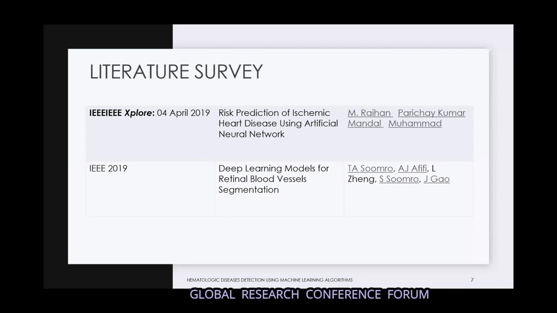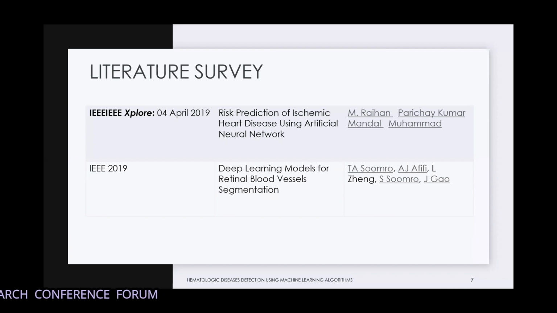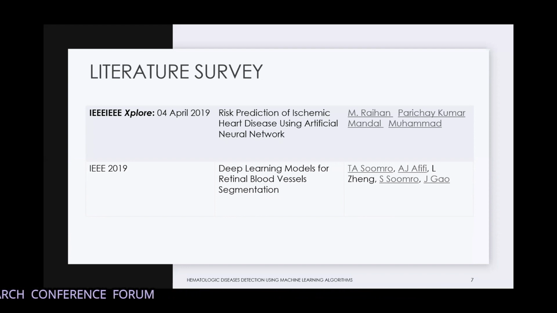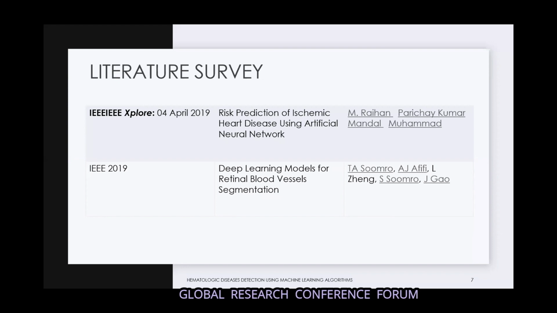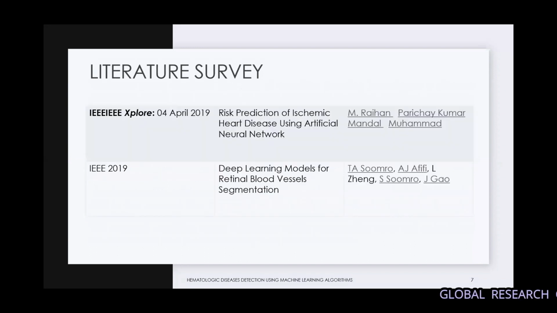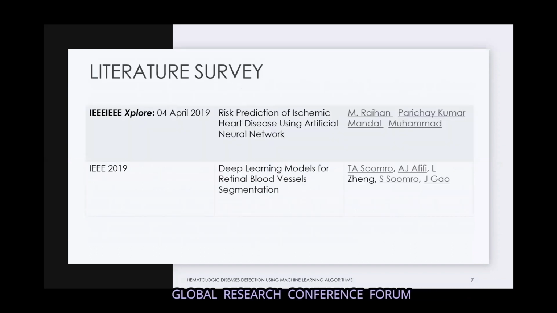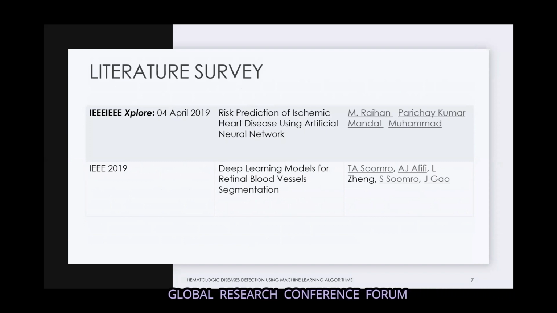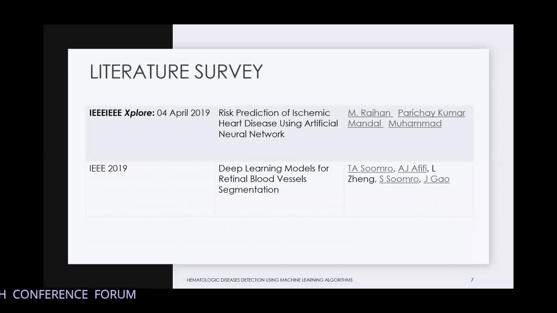They built two models to predict blood diseases. The first one is the predictive model which predicts blood diseases using most of the blood test parameters. And the second one uses only a reduced set, which is most common in patient admittance. These two models achieved good results, as the first model gives 88% accuracy and the second gives 59% accuracy. Though this research contains some limitations as well. Some parameters like F measure and recall were not calculated, which may lead to better results. Here we are using multi-class classification in the module.